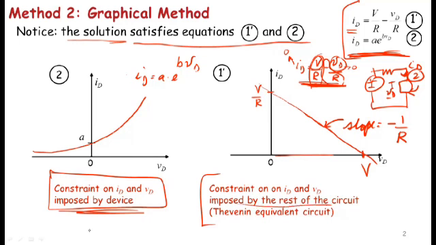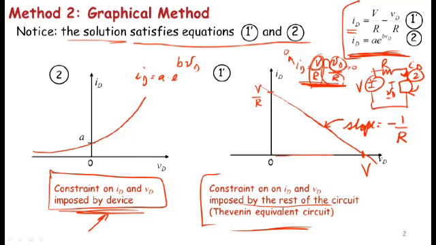So if the first constraint was imposed by the device, then the second constraint is imposed by the Thevenin equivalent that is connected to the device. The Thevenin equivalent was the V and R in series, and those two impose a Thevenin constraint on the terminal pair that relates VD and ID.